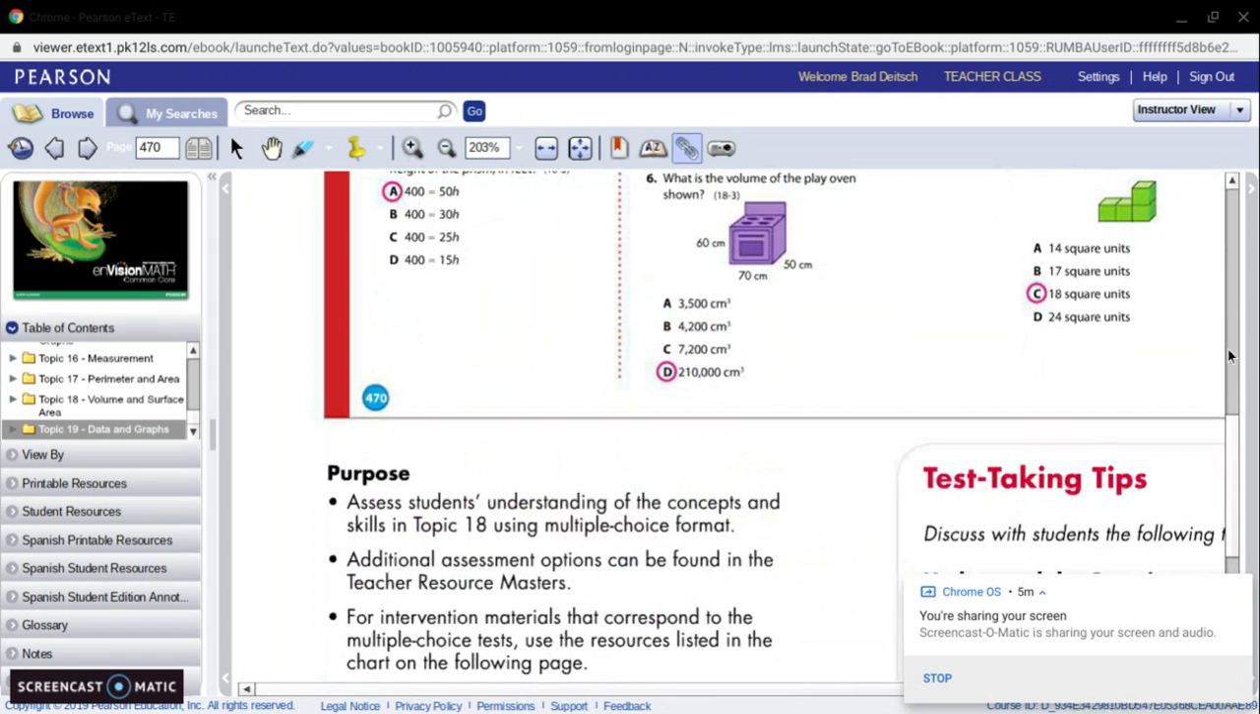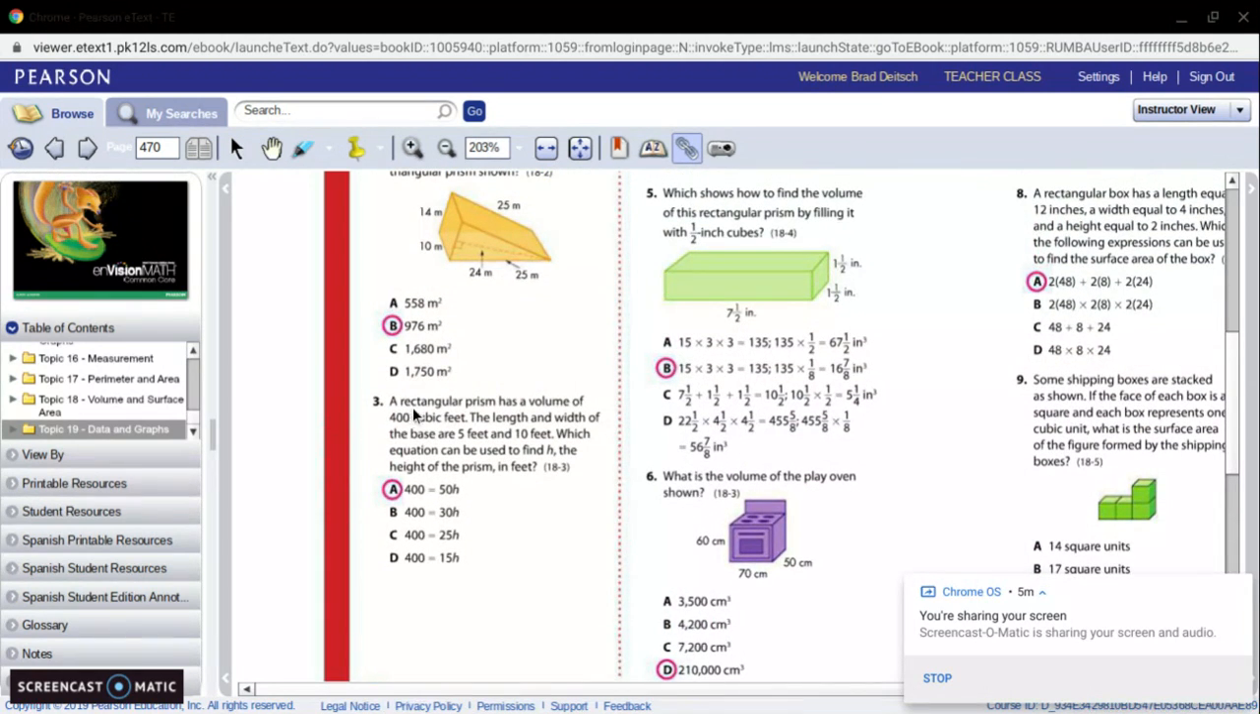Okay. So if we look here, number 3, it says a rectangular prism has a volume of 400 cubic feet. The length and the width of the base are 5 feet by 10 feet. Which equation can be used to find the height? Okay, so remember the volume equals base times height. So if you look at letter A, the volume is 400. The base is 50. How did I get 50? Well, 5 times 10 is 50. And then the height is h. So that's the reason why the answer is A.